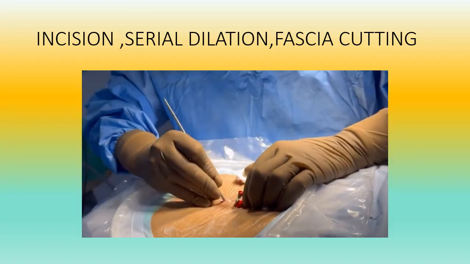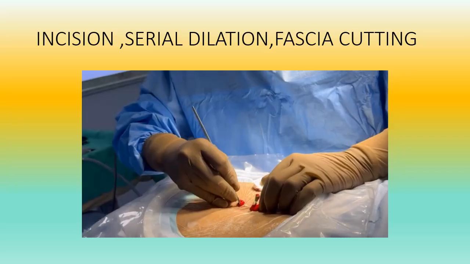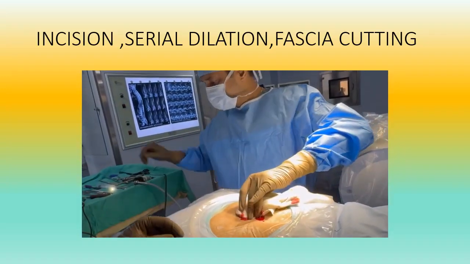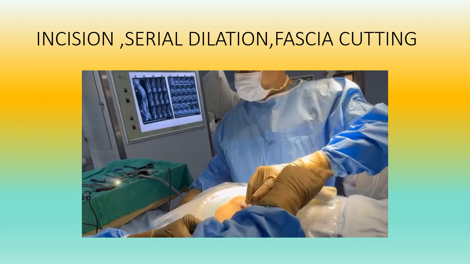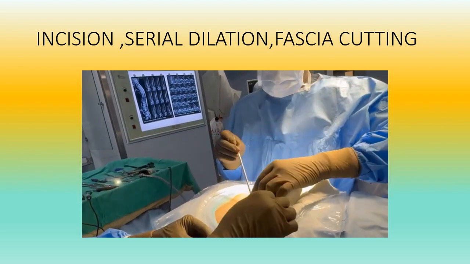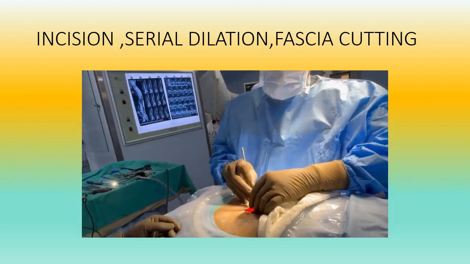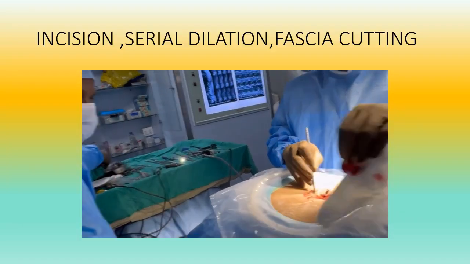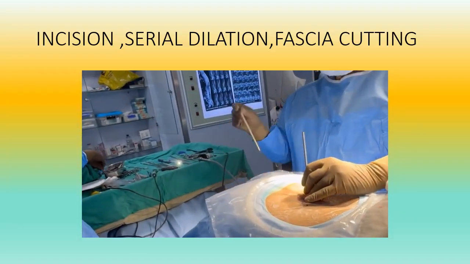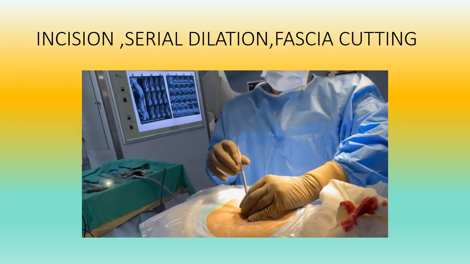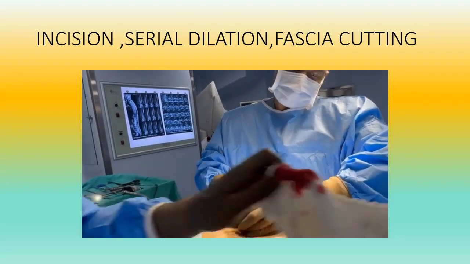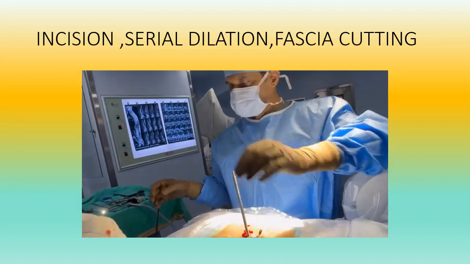As I explained in the earlier slide, fascia division is very important to make your instrument really move, so your irrigation fluid egress becomes easy. Then we put the serial dilator and try to separate the muscle from the lamina. Our movement is mediolateral and craniocaudal, so you can feel it.